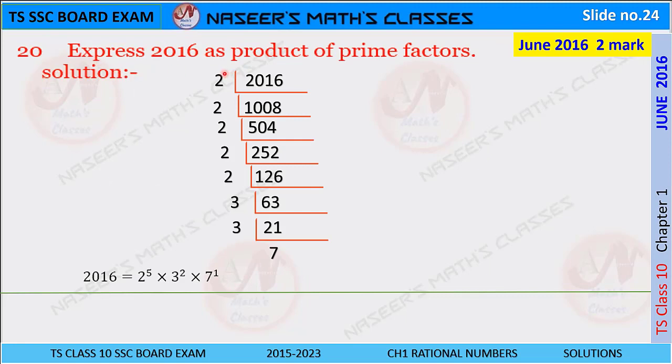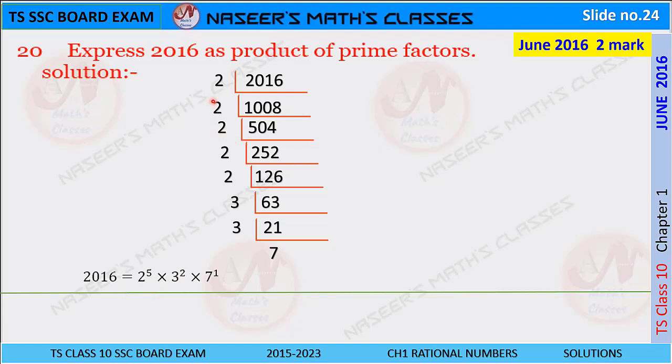We are going to solve 20th problem. Express 2016 as a product of prime factor. This is for 2 marks June 2016. So we divide 2016, then we can write it as 2 times of 1008, and 1008 is written as 2 times 504, and 504 is written as 2 times of 252, and 252 is written as 2 times of 126, and 126 is written as 2 times of 63, and 63 is written as 3 times of 21, and 21 is written as 3 times of 7.